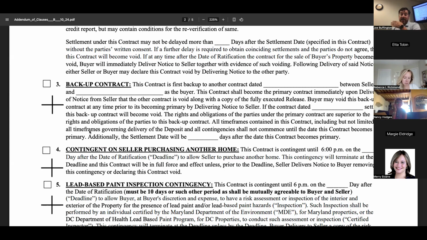If the contract dated such and such settles, the backup will become void, rights and obligations go away. All time frames in your backup contract don't start until you become primary. Additionally, the settlement date will be such and such days after the contract becomes primary, so that's usually going to be 30, 45 days, whatever. Deposits don't have to be delivered either. So again, there's no risk really to the buyer in being in a backup position.